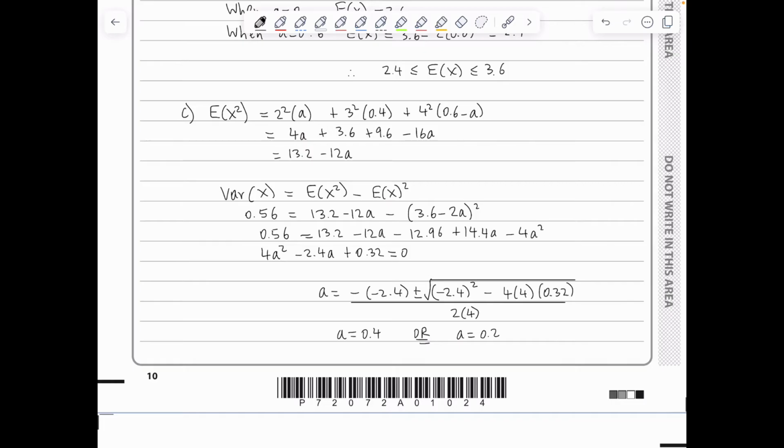You need to show your method here. You could try factorization, but bearing in mind that the coefficients here are decimals, I would certainly opt for the quadratic formula, show the substitutions into the quadratic formula, and you obtain two possible answers for a.